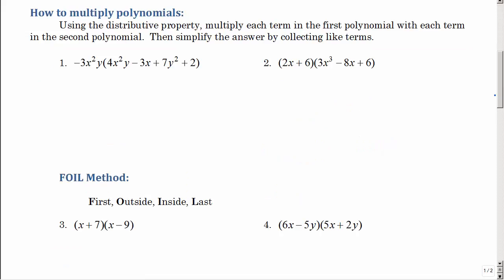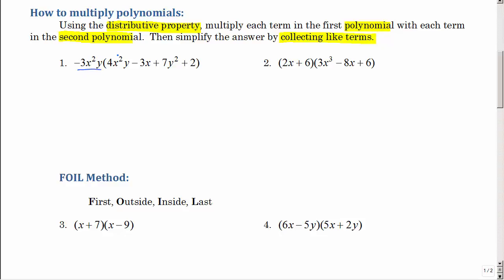So, how do we multiply polynomials? We're going to use the distributive property. We're going to multiply each term in the first polynomial with each term in the second polynomial. Then we simplify by collecting like terms. So we have to put together a lot of things we've learned in the past, collecting like terms, rules of exponents, all those things. The good news, it's pretty easy.